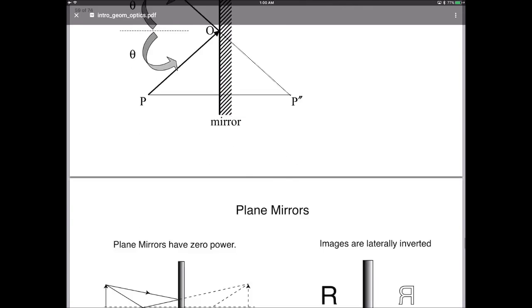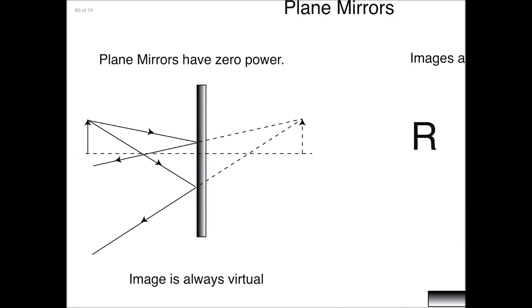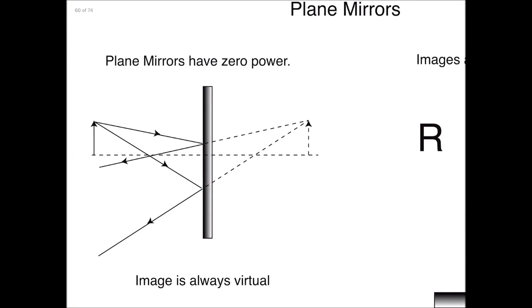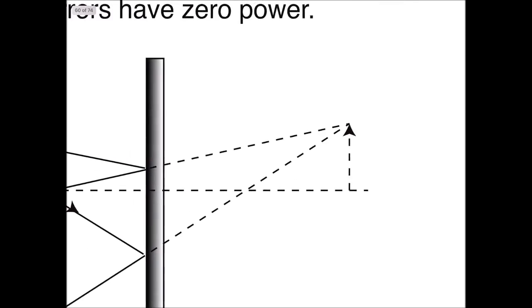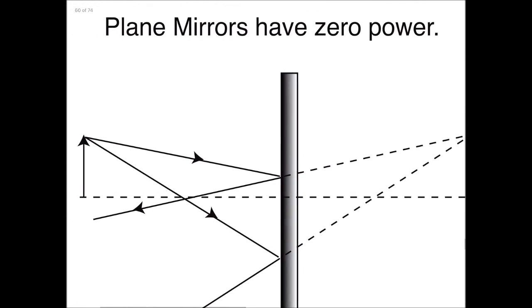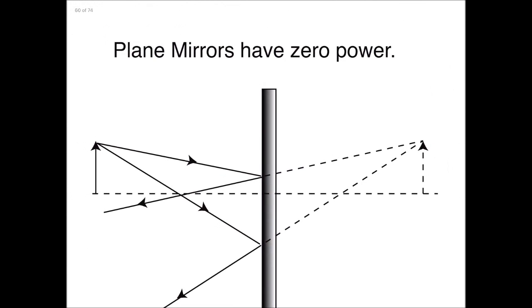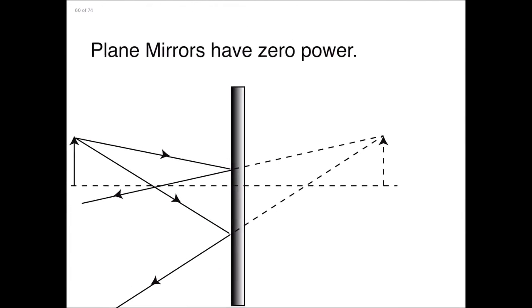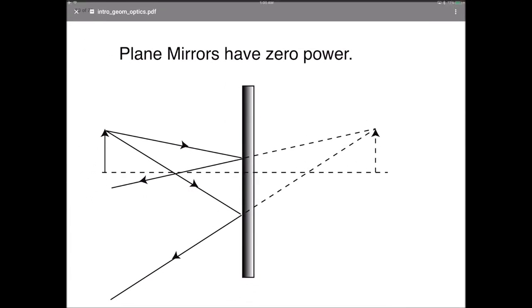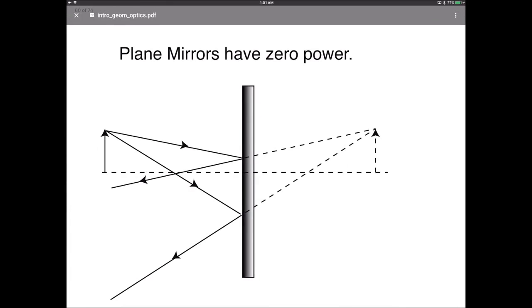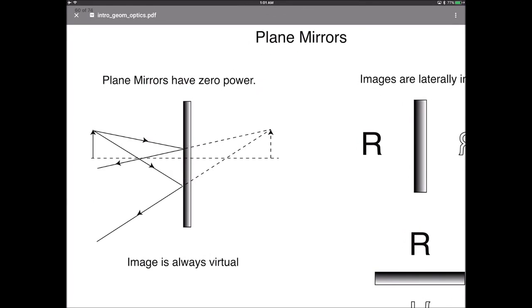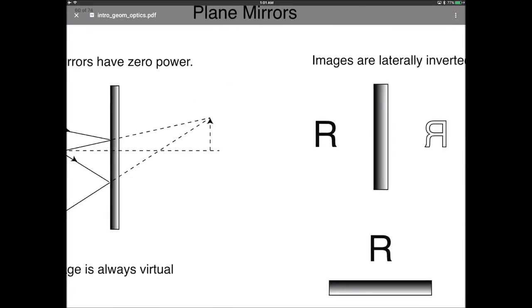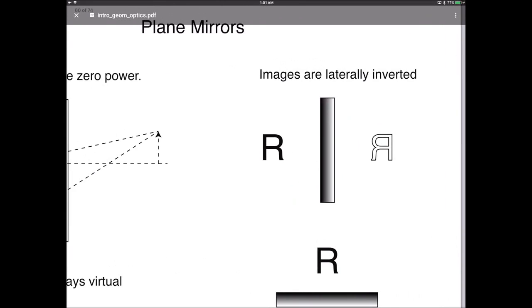So plane mirrors have zero power. This is pretty obvious because the light rays are always going to be traced back equidistant. So the image size will always be equal to the object size. And this is only true for plane mirrors, however, because there's no focusing or imaging going on apart from simple reflection of light rays. The image is always virtual. This is something we already discussed. And they're laterally inverted, so left becomes right.